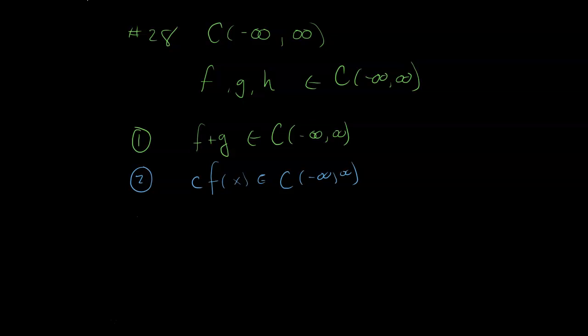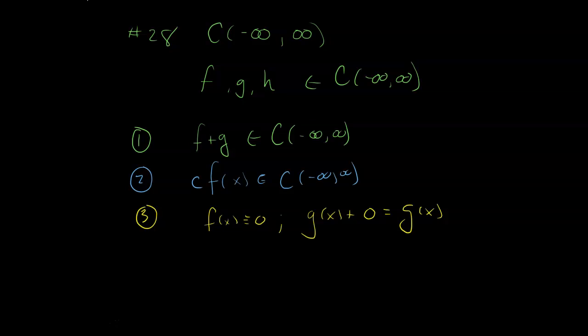The third property, we're asked to verify that there's a 0. So we could just define a function as 0, right? Just a constant function of 0. Then any function plus that 0 function is just that original function. So there's a 0 element, an additive identity.